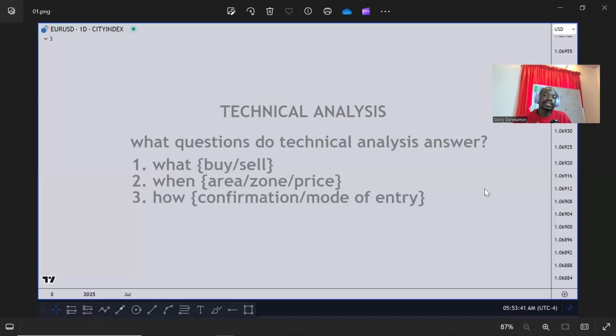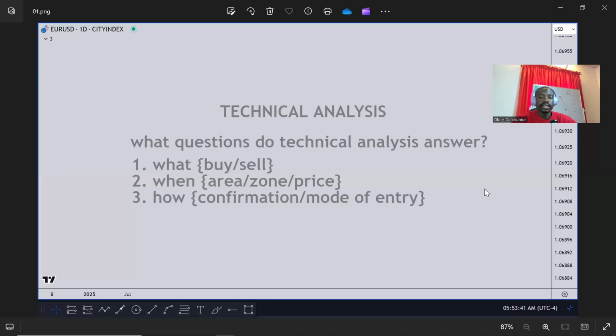So technical analysis basically answers the question of what to do in the market, when to take that particular action, and how to take that particular action. Okay. Again, technical analysis answers the question of what to do in the market, right? Like when you're looking at the market and you're saying to yourself, what am I going to do in this market? You're talking about whether or not you're going to buy the market or whether or not you're going to sell the market. Okay.